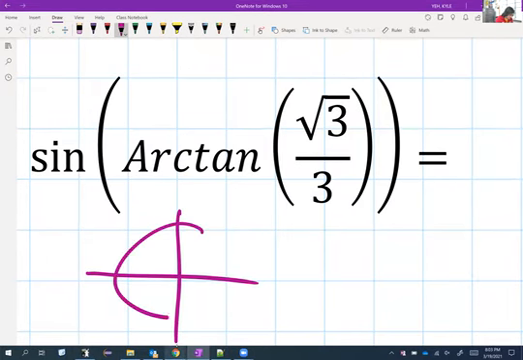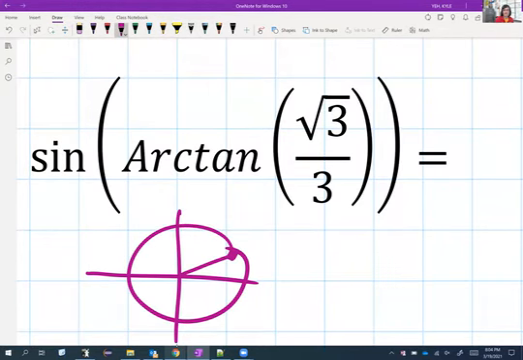Arctan, if you remember, tangent is positive here and here. And tangent is root 3 over 3 in these two places. So which one should we use? Well, that tangent was that right-hand side. Oops. That right-hand side of the unit circle, so we have to use that.